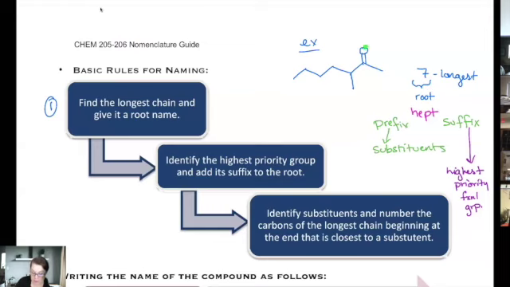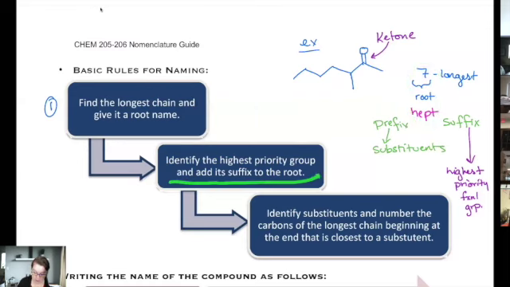All right. So I'm going to add a functional group. Does anybody know what functional group this is? Carbon oxygen double bond with 2 carbons on either end. Ketone. Ketone, awesome. This is a ketone. Okay. So step 1, we're going to find the longest chain and give it a root name. We did that. 7 carbons long, and we're going to call that hept.